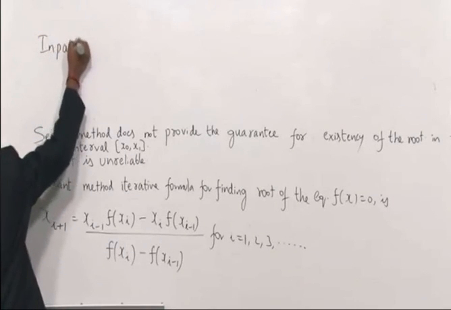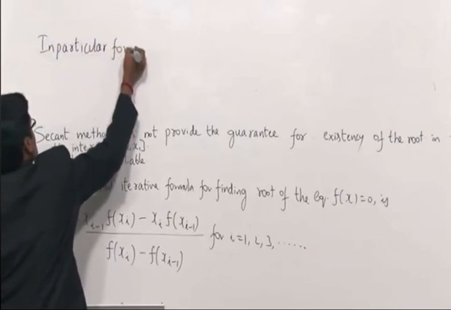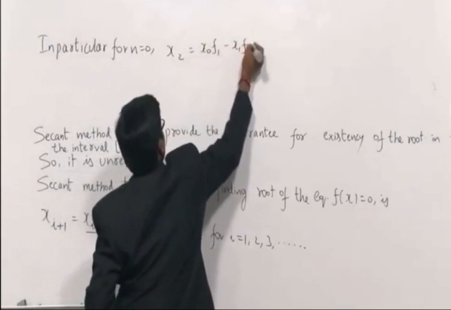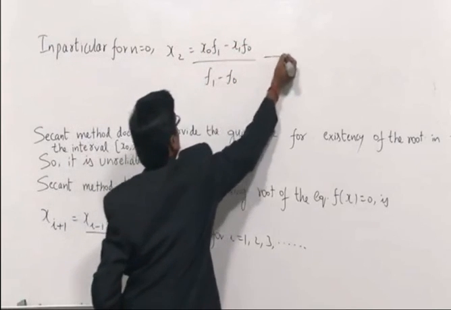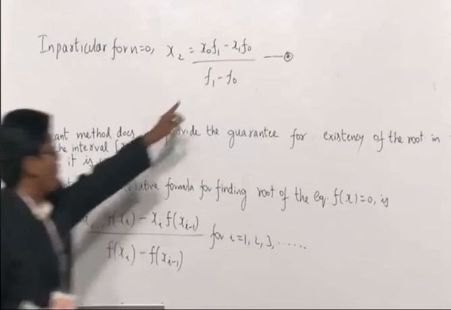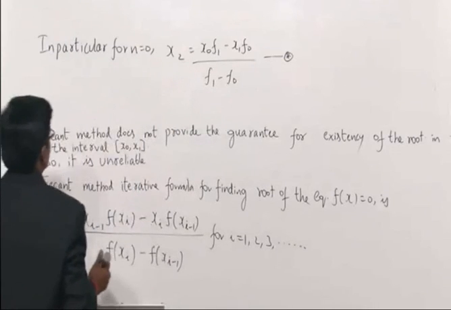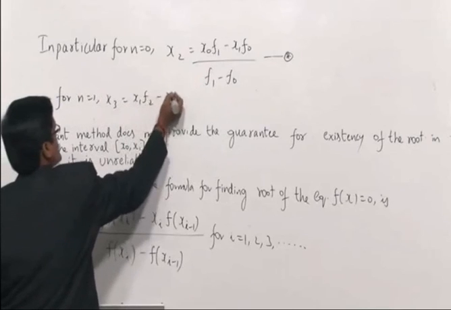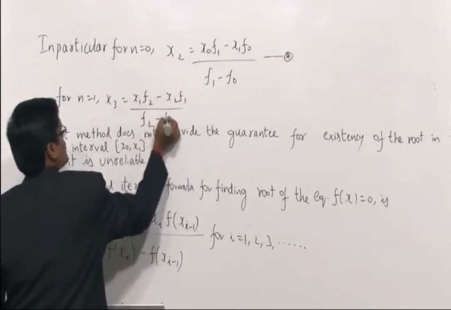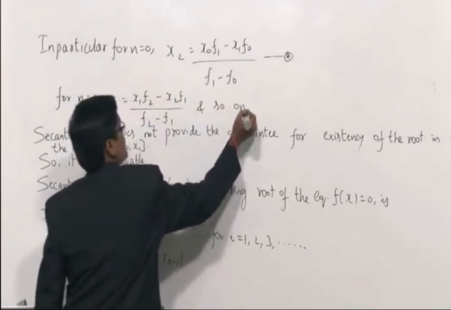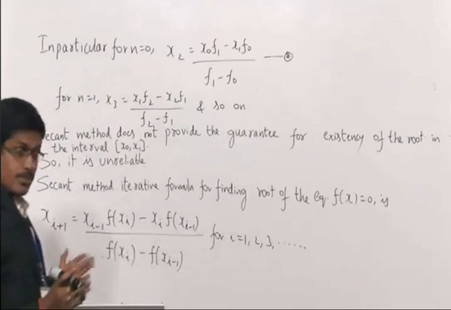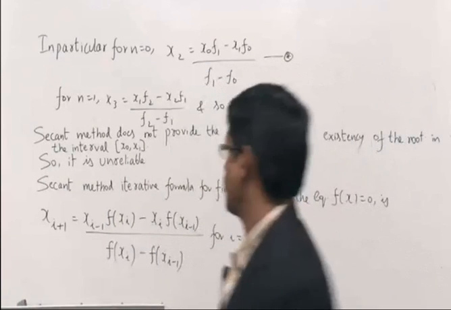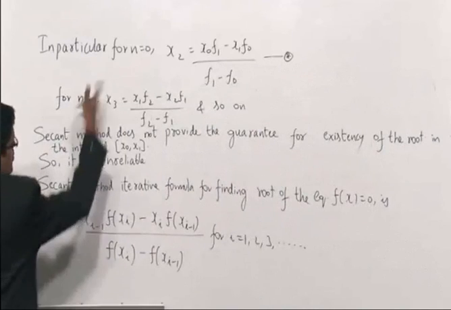In particular, for n = 0, x2 = (x0 f1 - x1 f0) / (f1 - f0). So whenever f1 is equal to f0, this method fails. That is the disadvantage of this method. Similarly, for n = 1, x3 = (x1 f2 - x2 f1) / (f2 - f1) and so on. Here we do not need to check everywhere that f(x0), f(x1) and f(x2) are of opposite signs. Just by putting i = 1, 2, and so on, you will get the x values one by one.